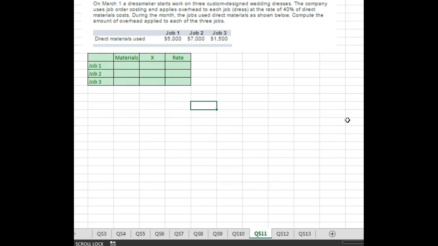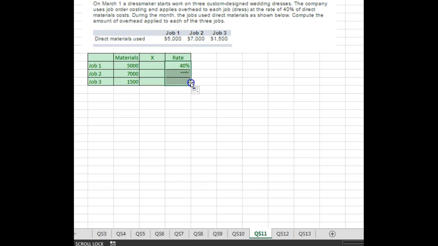Here is number 11, and this is just applying costs. So I have materials for job 1 at 5,000. I have materials at 7,000 for job 2, and I have materials at 1,500 for job 3. And they're asking us, what are they asking us? Compute the amount of overhead applied for each of these 3 jobs. Well, if I multiply that times what, 40%? It looks like I should be able to come up with an answer for that.